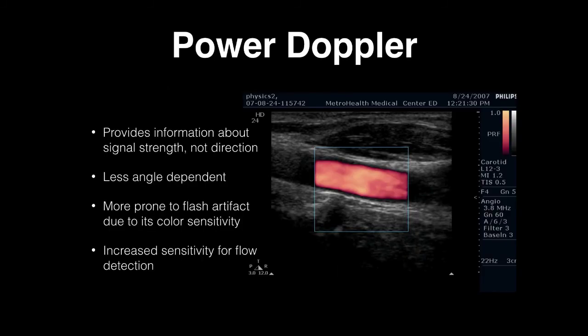Power Doppler differs from color flow Doppler in that power Doppler provides information about signal strength but not direction. Since velocity is not part of the calculation, it's going to be less angle dependent. That means that unless you're directly at 90 degrees, you're still going to be obtaining useful information. Power Doppler also has a benefit that it has an increased sensitivity for low flow detection. So this is clinically useful when evaluating structures such as a pediatric testicle or a thyroid or a musculoskeletal structure.